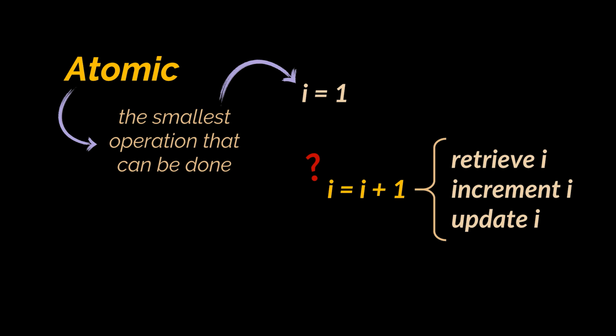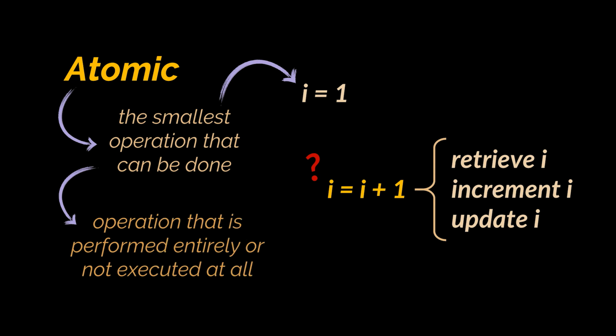So an atomic operation is not only the smallest operation, or an operation that cannot be broken down, it is also an operation that is performed entirely or not executed at all. Similar to a database transaction. Like, you can't retrieve half of the variable I. Either you retrieve it or you don't, right? You can't say, I may have set I to 1. Either it was changed to 1 or it remained equal to its old value.